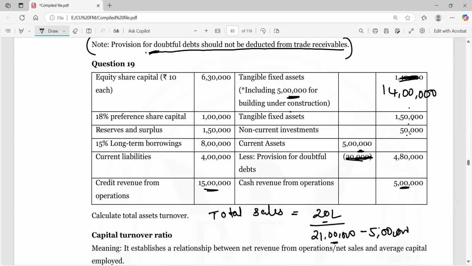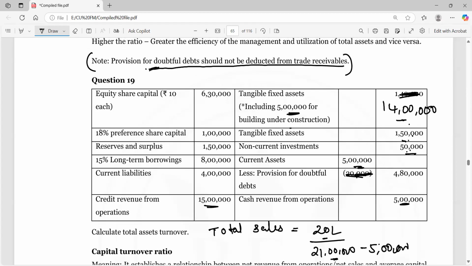We have to divide it by total asset. Total asset is 21 lakh: 14 lakh is the building, tangible asset, plus 150, plus 50,000, plus 5 lakh. Provision for doubtful debt should be ignored. This 5 lakh rupees is not cash. This is cash sales, not a balance sheet figure. This is a P&L figure.